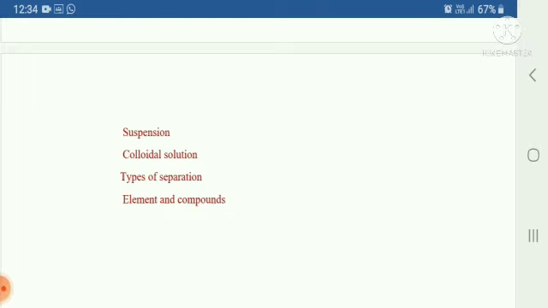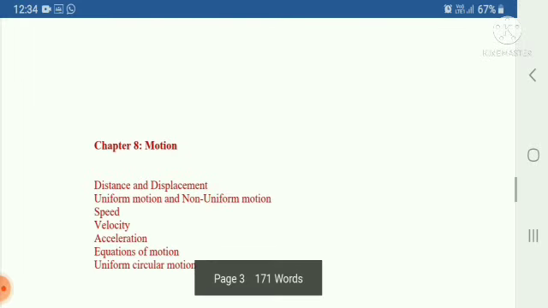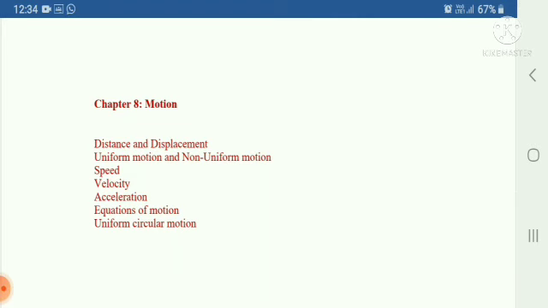Okay dears, then the next chapter is chapter 8 Motion. In this chapter we have studied distance and displacement, uniform motion and non-uniform motion, and speed, velocity, acceleration, equations of motion. The equations of motion have 3 types of equation, and also we have studied the graphical representation method. Finally, we have studied in this chapter uniform circular motion.